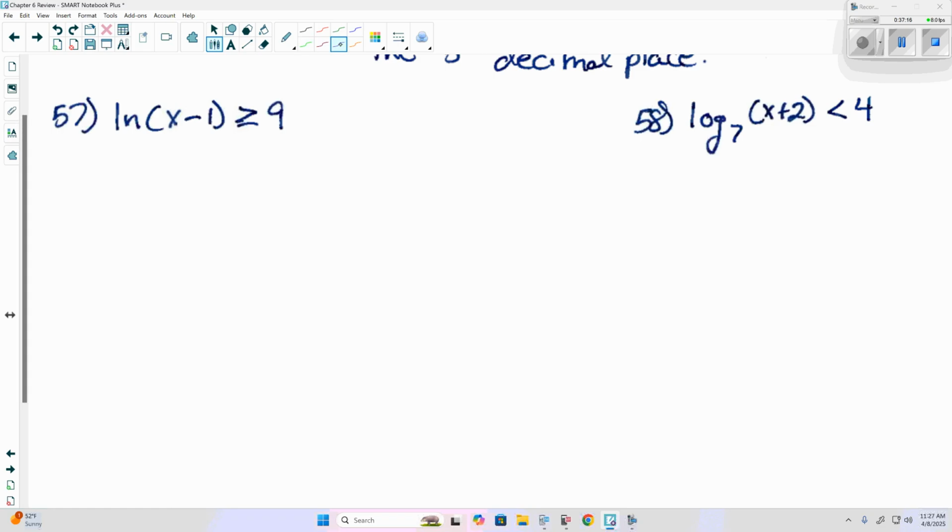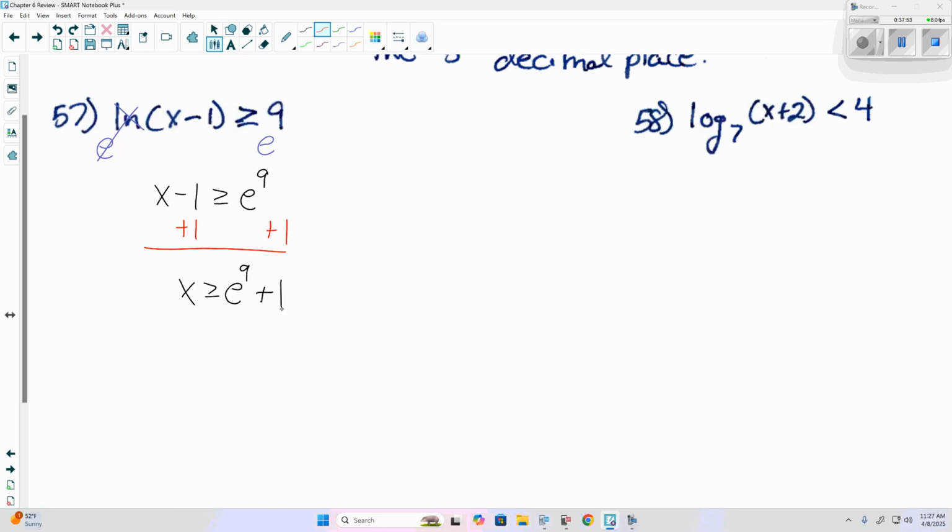Now, if we look at 57, again, we need one term on either side. We have the natural log by itself on one side, 9 on the other. So we're going to put both sides to its base, and its base is e. So e to the ln will cancel out, leaving us with x minus 1 is e to the 9th. Solve for x. X is greater than or equal to e to the 9th plus 1.